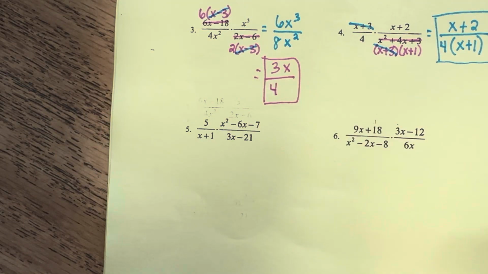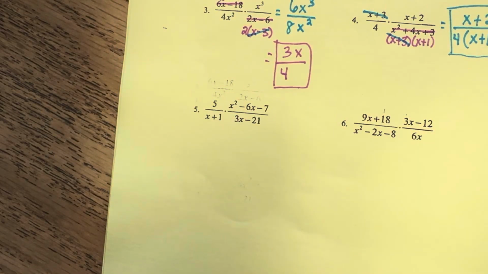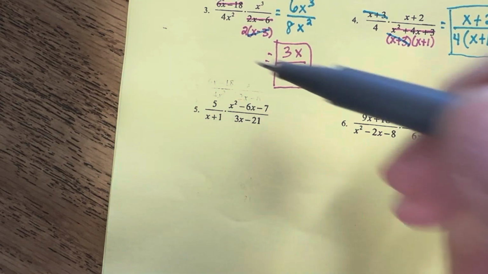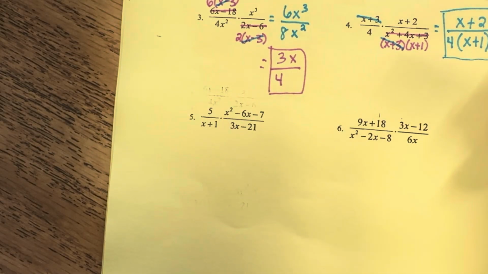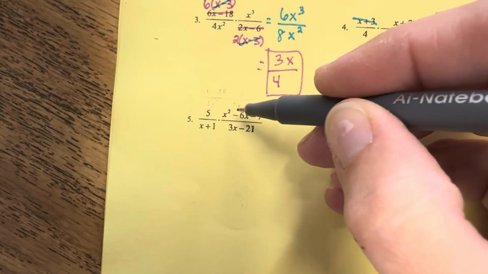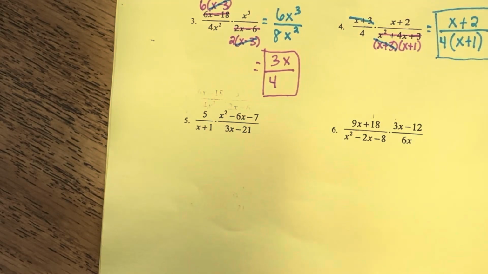What you want to do when you have two rationals and they're being multiplied, you're trying to simplify them. You want to cancel stuff out. Before you can do that though, you have to factor. So if we look at this one, we've got 5, we've got x plus 1. Those are pretty simple. We can't really do anything with them. But then we have x squared minus 6x minus 7. So you can either do x game or you can type them into Desmos.